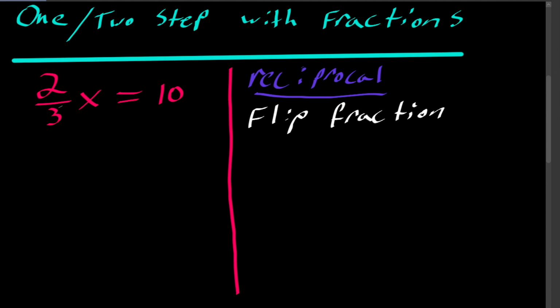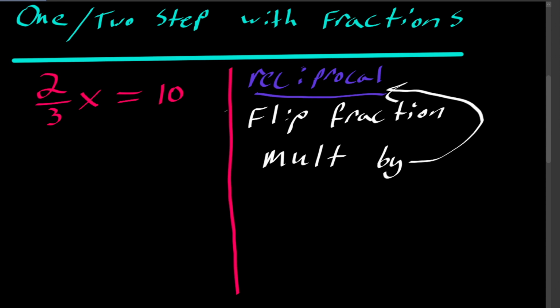Now, what we're going to do is multiply by the reciprocal. I'll show you just a quick version of what's going to happen, and then we'll look deeper into the problem. So if I look back at 2 over 3x equals 10, once again, I'm going to get rid of 2 over 3 on this left side, and I'm going to multiply by the reciprocal.